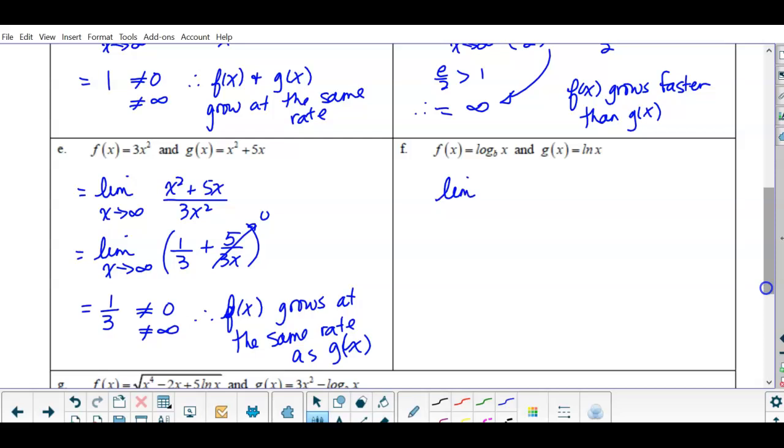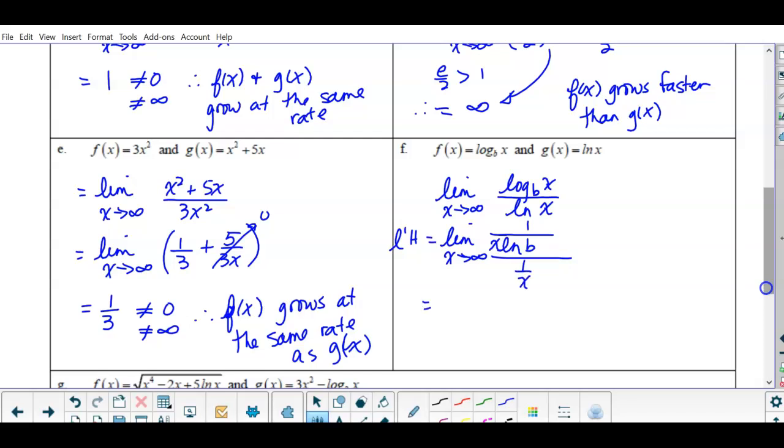Next one, they're both logs, different bases. So this goes to infinity, so does this. So maybe use L'Hopital's. I guess you could use change of base if you wanted to, but I'll just use L'Hopital's. So the numerator will become 1 over ln b times x, which I'm going to put. So 1 over x times ln b, and then the denominator is just 1 over x.